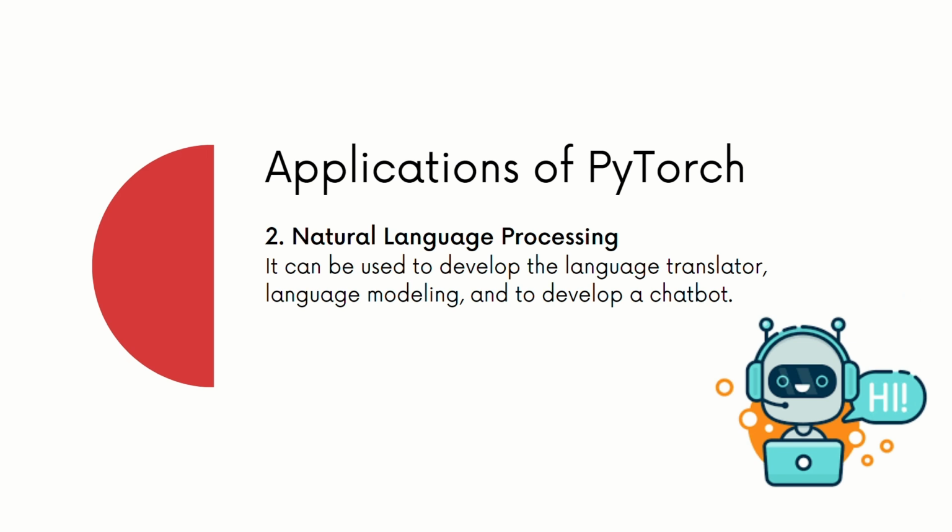The second application, natural language processing. I already talked about this earlier. When you want to process the language which we use, basically the English language or any other language, and something like sentiment analysis, it can be used to develop a language translator. Now again, when you're translating, that is natural language processing as well. Language modeling, and to develop a chatbot. A chatbot is another good example of NLP, or natural language processing. Now it can again be done using PyTorch.